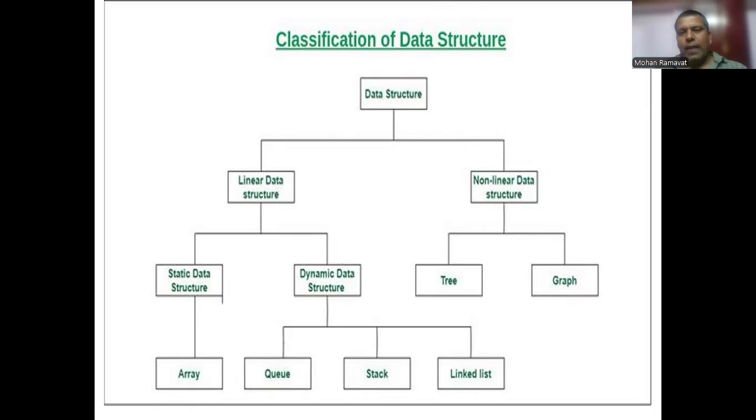Similarly, coming to the nonlinear data structure, where the data is not arranged in a sequential manner, so it is nonlinear. The items are not adjacent to each other. The best examples are the tree data structure and the graph data structure.